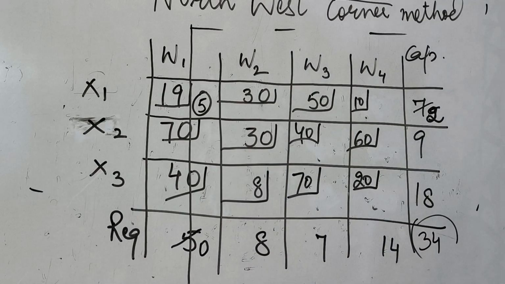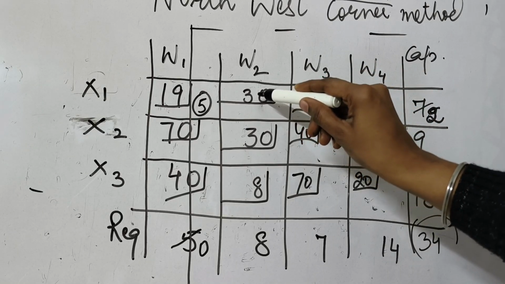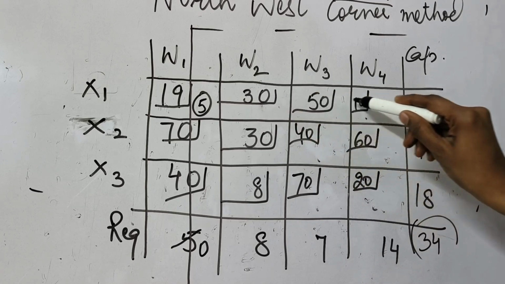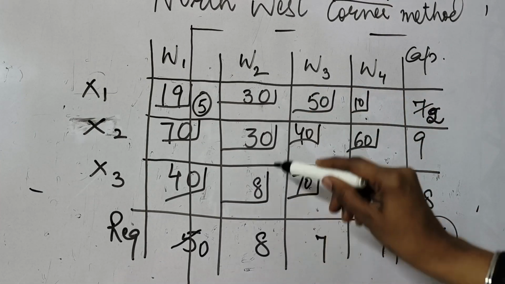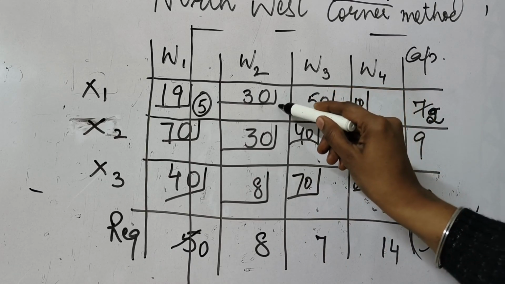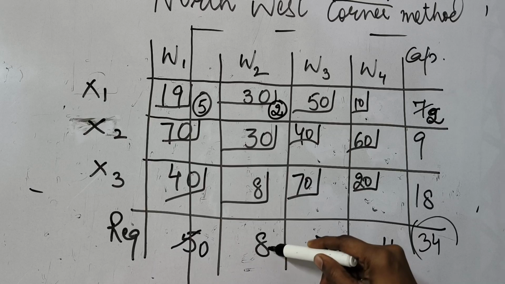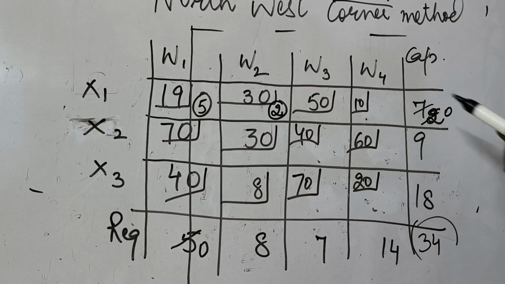Now again we will find which is our northwest corner. Now our corner is this. The inside most corner is 30 now. In front of 30 we have 2 availability while we require 8. So if I have only availability of 2 units, I can give only 2, whether the requirement is 8 or not. So if I have given 2, now it will become 0, fully utilized.